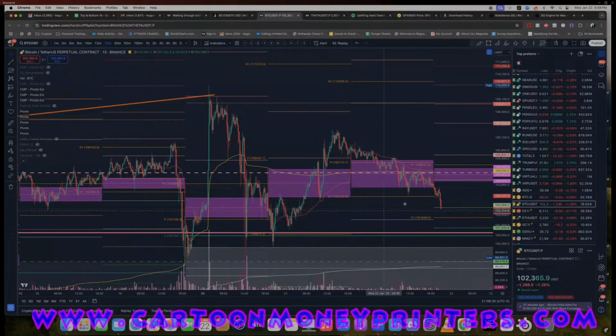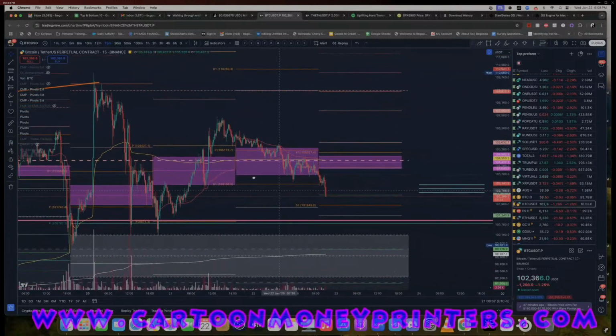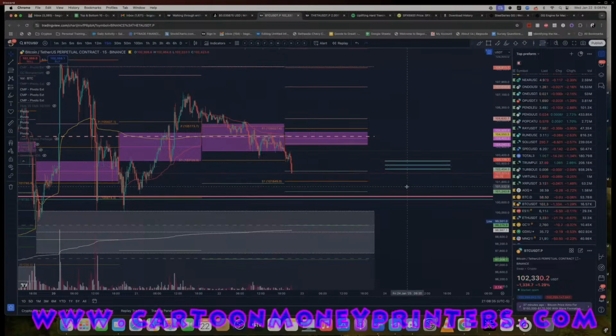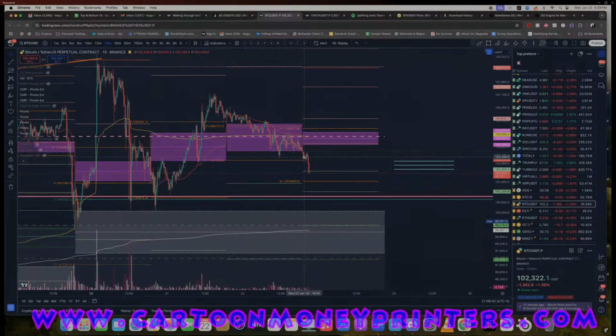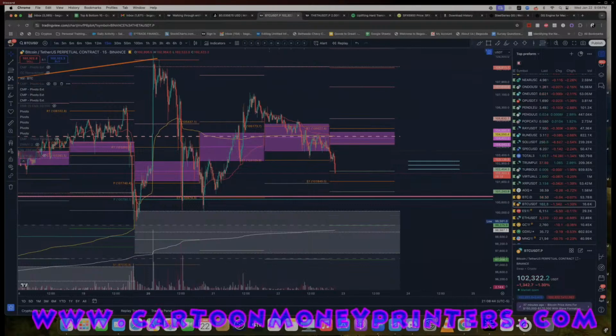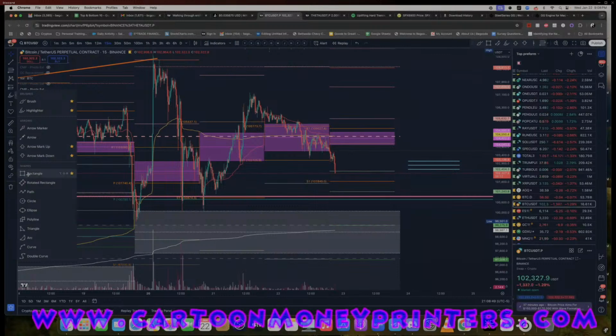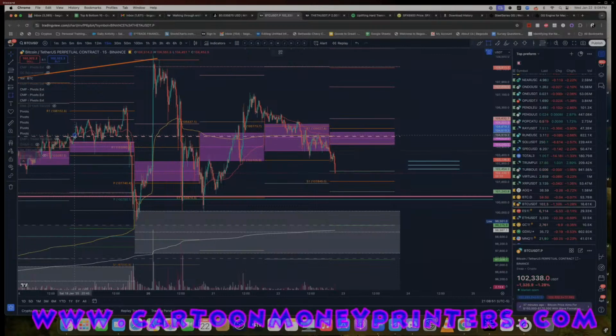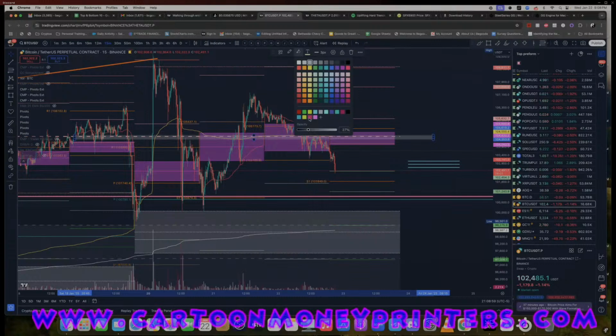So, let's actually move forward. Okay. So what I like is to look for places where the pivots are stacked, okay? So this right here, I'm going to use a rectangle, right? So this right here was a really good level, okay? And I'll explain why I like it. A little bit darker. There we go.